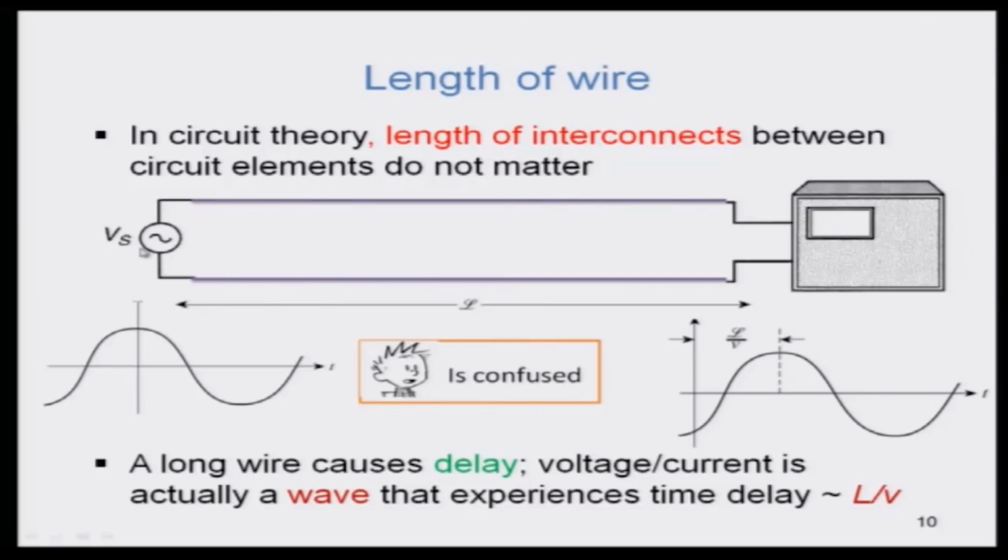Whatever the voltage is over here should be the voltage here, at least that is what circuit theory would tell us. So, if you apply a sinusoidal voltage as shown over here, please note where the maximum is occurring. At some t equal to 0 point, the voltage source is going through a maximum. However, what you observe on an oscilloscope that you put at the far end, the load side, is that the maximum does not occur at t equal to 0. It occurs after a certain time, and this time is L by V.